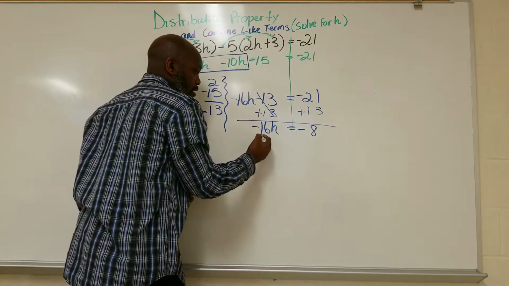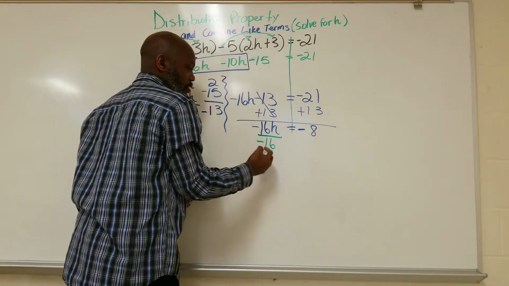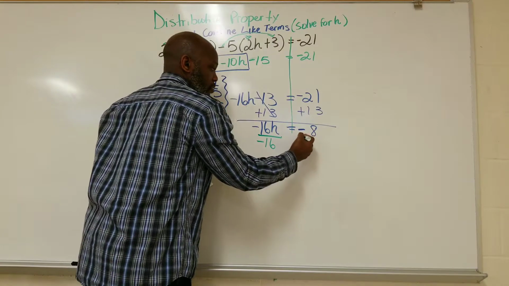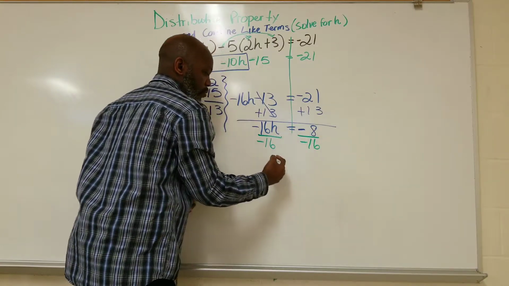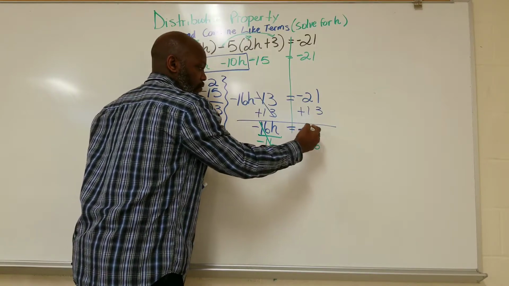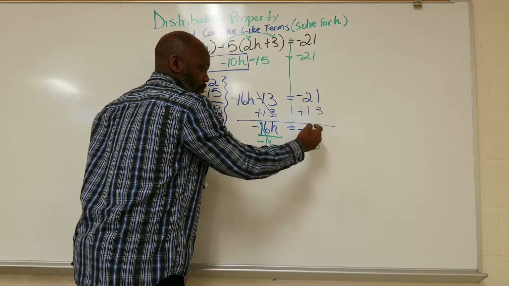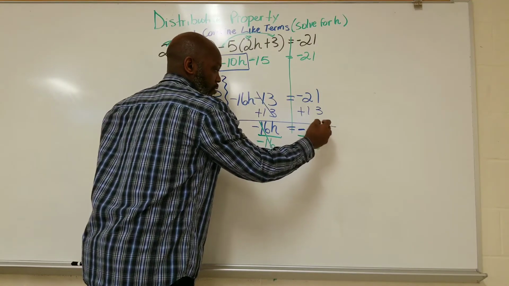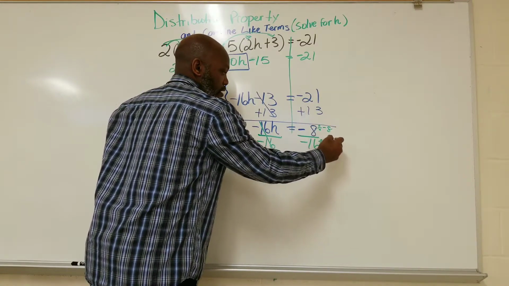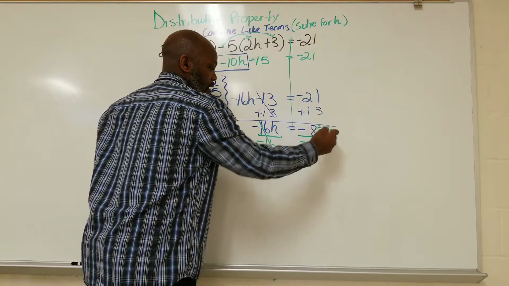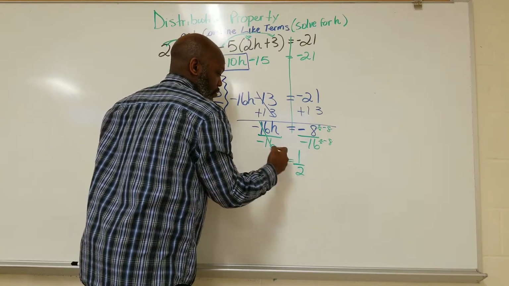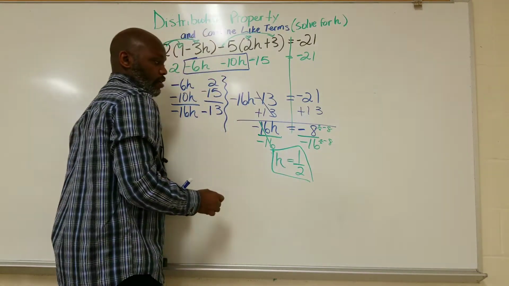And whatever we do to this side, we also have to do to the other side. So from here, I'm going to divide by negative 16, because that's what will give me the letter H, or 1H. I'm going to divide negative 16 on both sides. So this reduces to 1, so I'm left with an H, and negative 8 divided by negative 16, we have a common factor of negative 8, because a negative divided by negative is a positive. Negative 8 divided by negative 8 is 1. Negative 16 divided by negative 8 is 2. So our answer is 1/2.